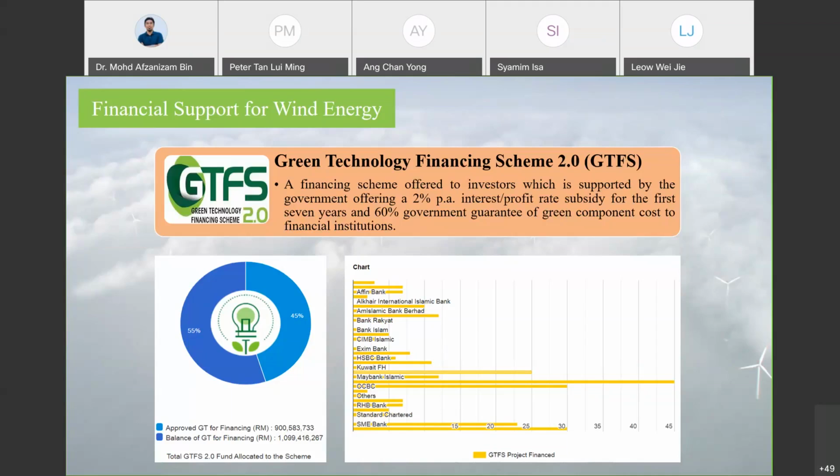The site has shown that 55% is the balance of GT for finance and another 45% is the approved GT for finance. Another chart shows the GTFS projects financed by the banks in Malaysia. And I will pass to my group member for the next slide.